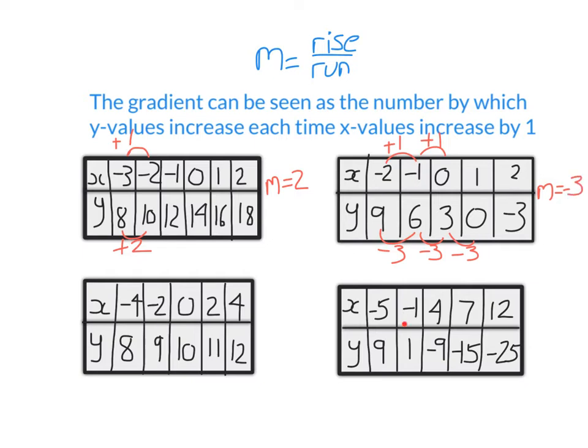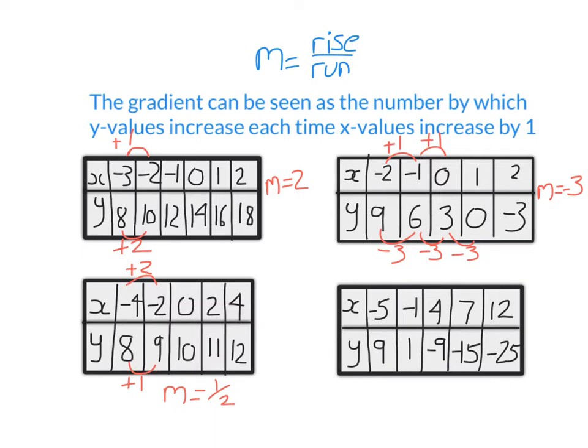These next two examples are a little more difficult. This one's more difficult because x is not going up by 1 each time. In this table of values, x is actually going up by 2 each time. Each time x goes up by 2, y goes up by 1. So the gradient here is going to be 1 over 2.